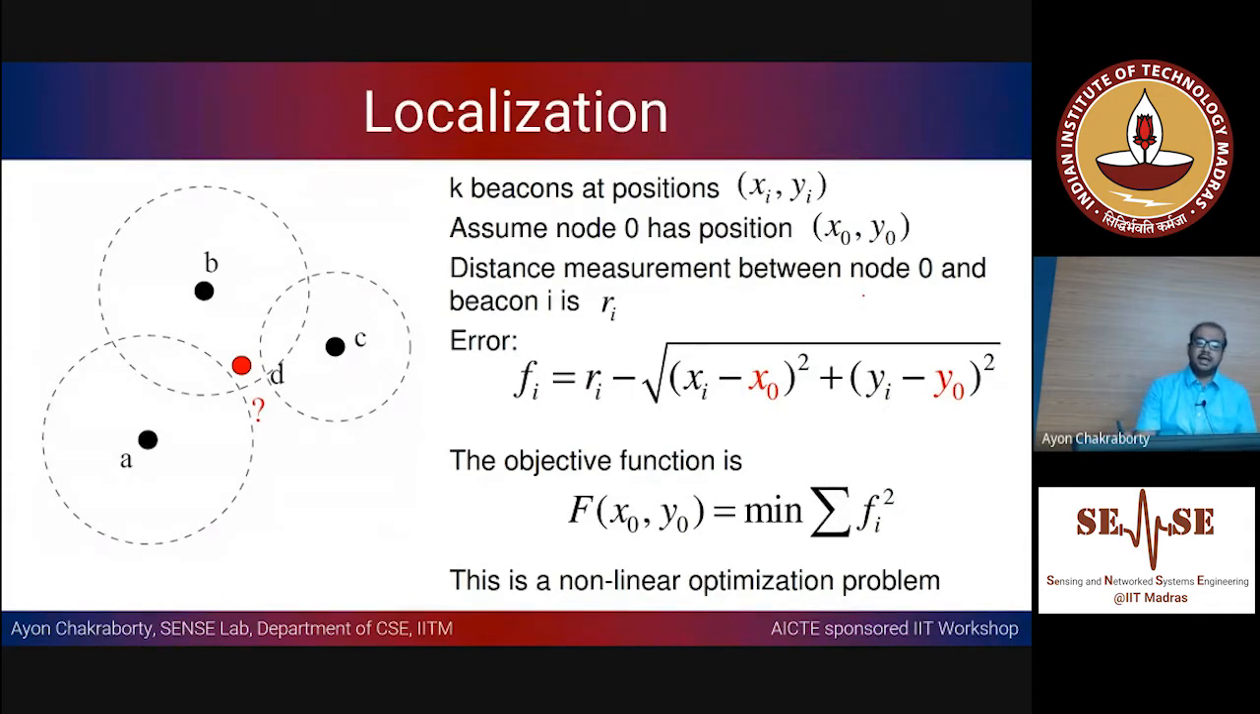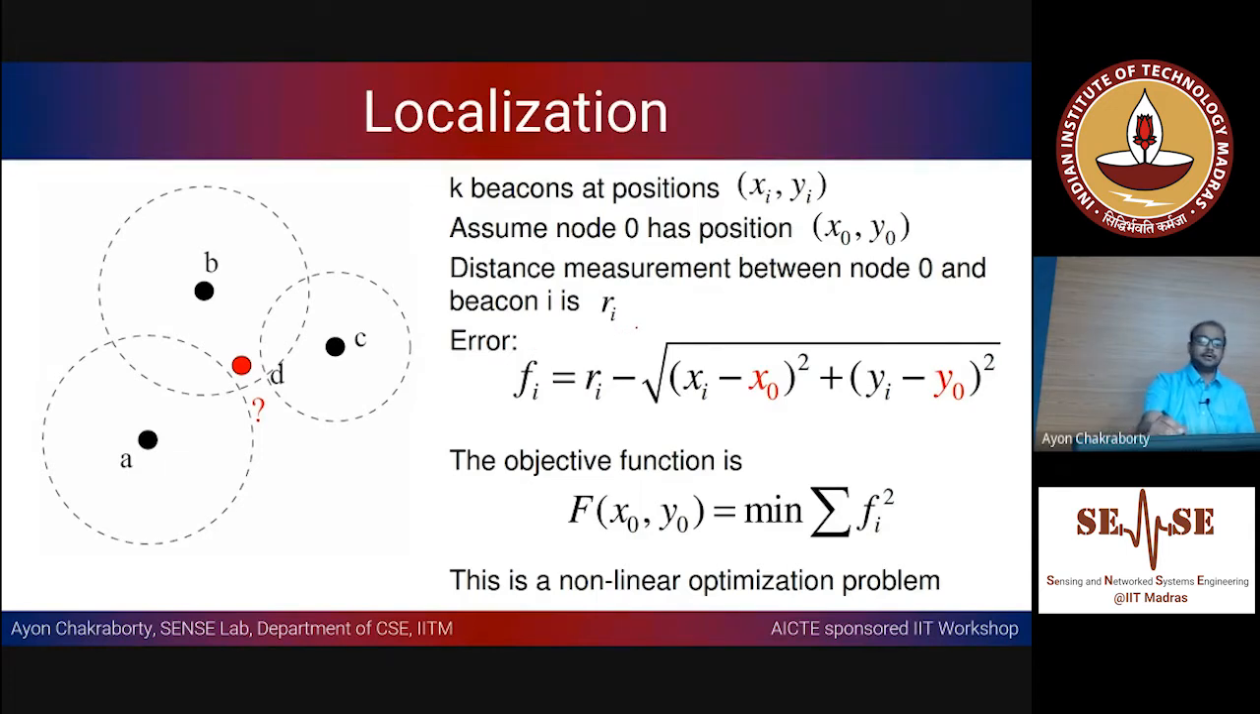Let's say there are k beacons or anchors. Beacons is a term that we will use sometimes in place of anchors or reference points. So k beacons at positions xi, yi. Treat them as your satellites. In this case, A, B, and C, we have three beacons. Assume node 0 has position x0, y0, and so on. The distance measurement between node 0 and beacon i is Ri.